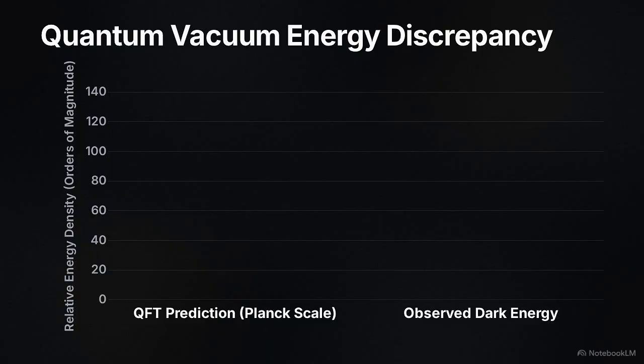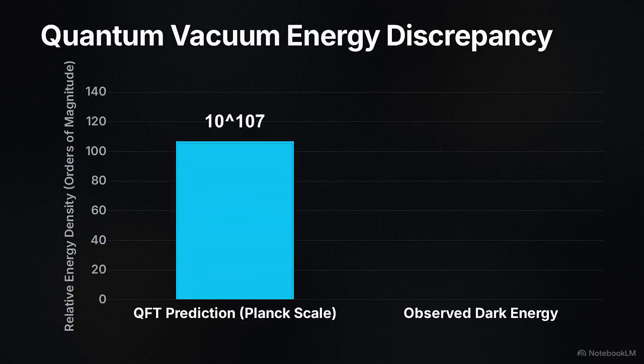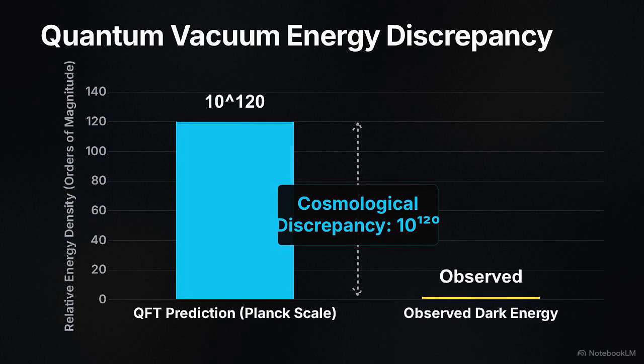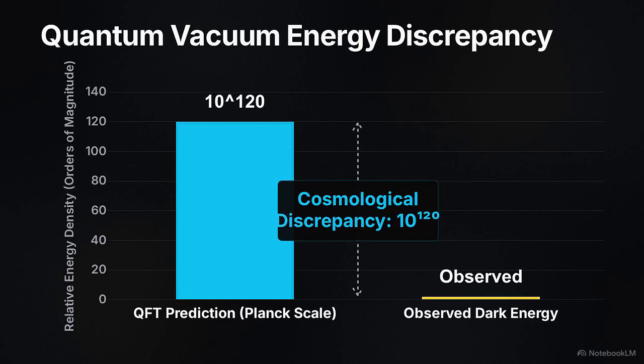This chart shows the scale of the cosmological constant problem. The towering bar represents the theoretical prediction of quantum vacuum energy, while the tiny sliver at the bottom is the actual density of dark energy observed. The math predicts an energy level roughly 120 orders of magnitude larger.